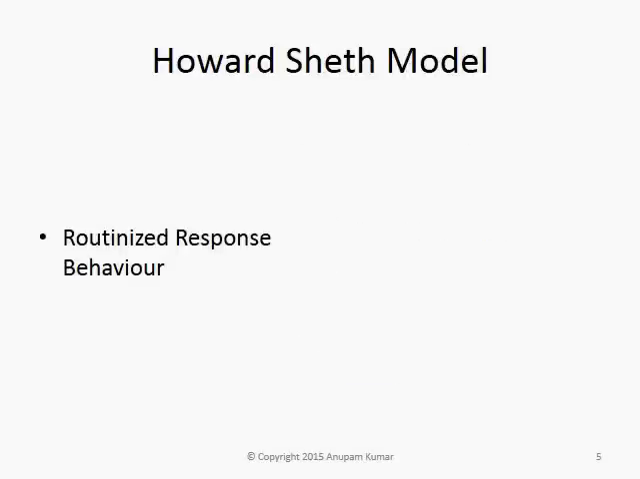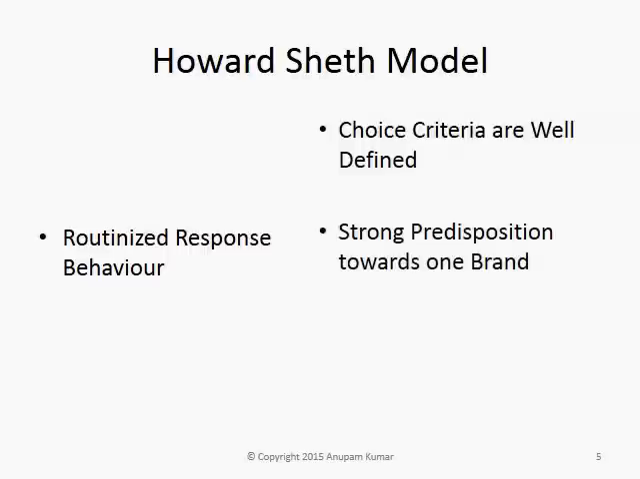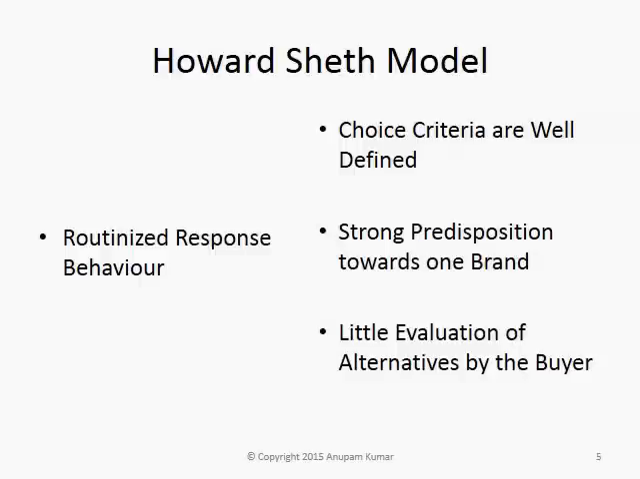And finally, we come to the routinized response behavior. It is one where the choice criteria are well defined, there is a strong predisposition towards one brand, and there is little evaluation of the alternatives by the buyer. You might be wondering what this little evaluation of alternatives means. Well, the options which are available to the consumer in such a scenario are not so much considered as there is a strong bias towards a particular brand.